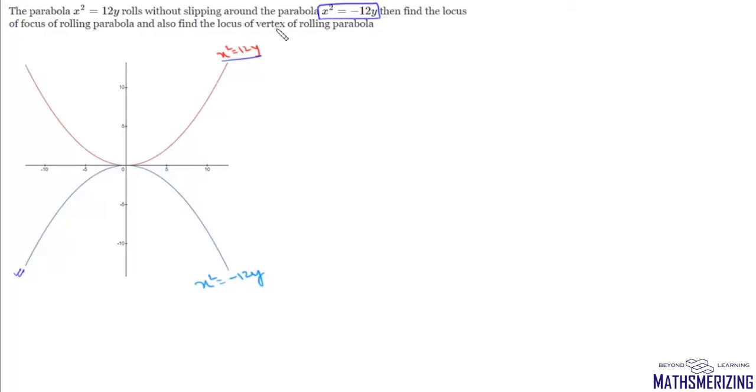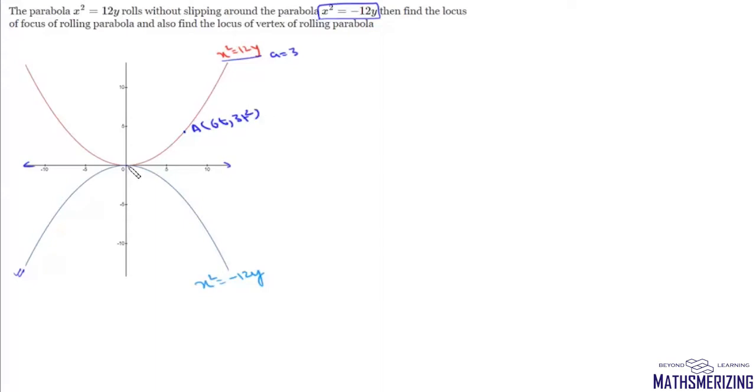Now these two parabolas are mirror images of each other about the x-axis. So if we consider any point on the parabola x square equals 12y, say this point is A, with parametric coordinates (2at, at square) for this form, and here the value of a is 3, so it will be 6t comma 3t square.